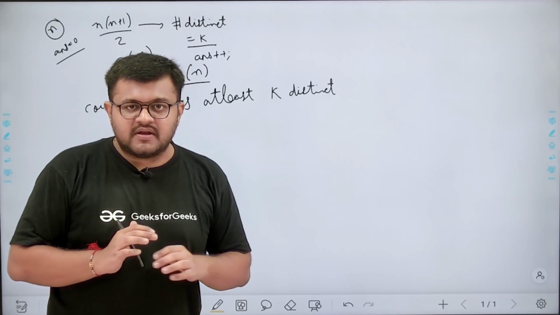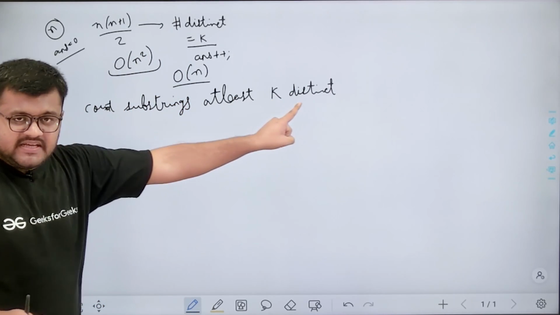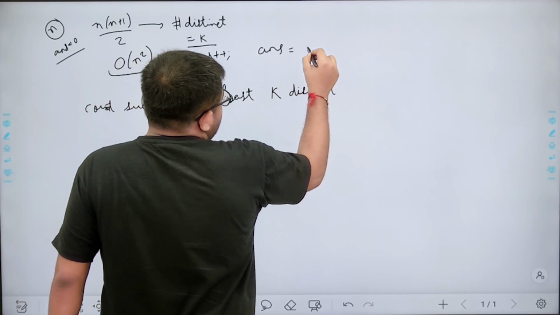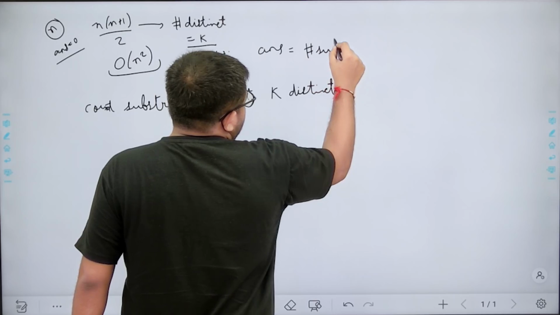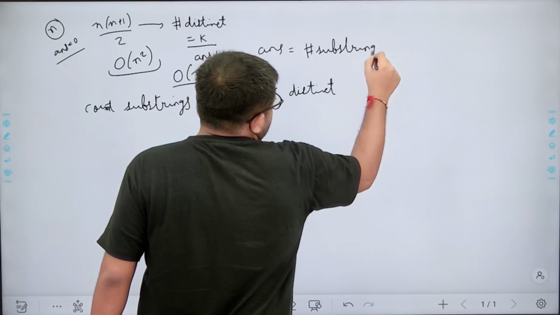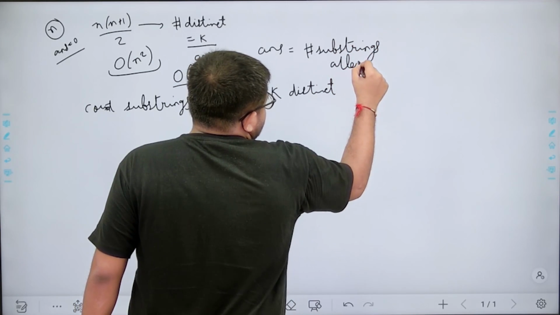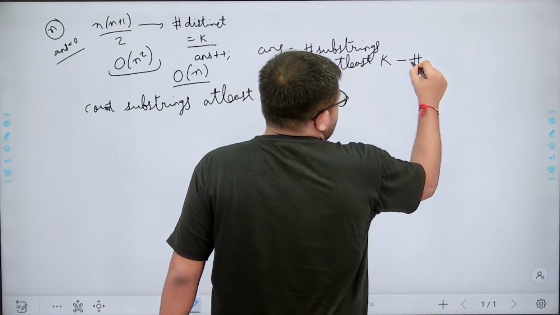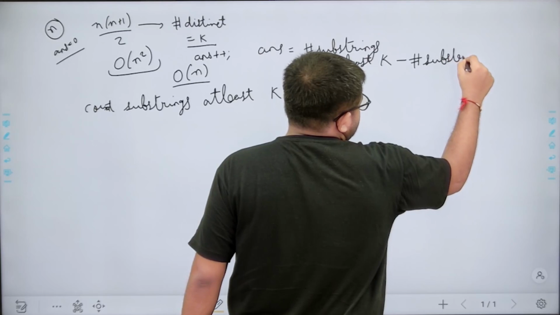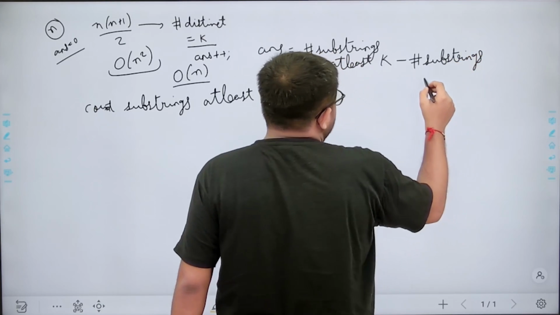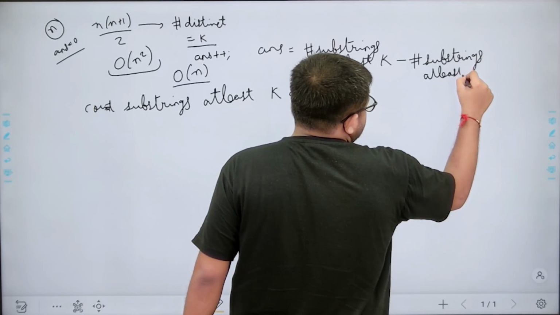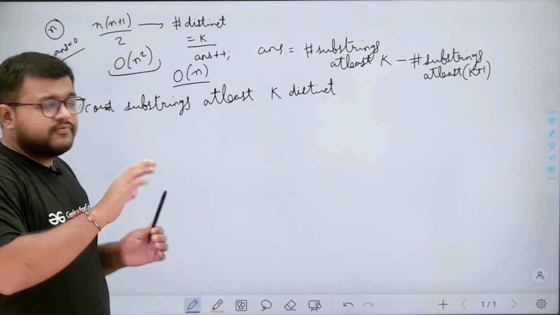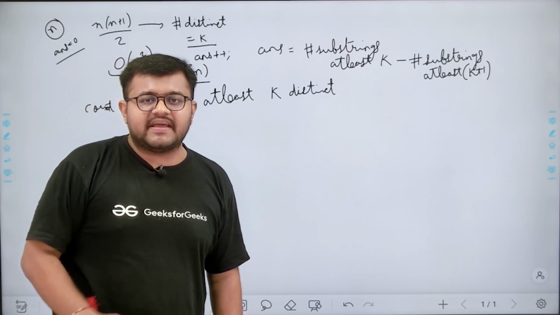How? We will look at here. Okay, but if this is an easy task, then what can we do? Our answer would be the number of substrings with at least k distinct characters minus the count of substrings with at least k plus 1 distinct characters. Did you get this point? I want to find the number of substrings with exactly k distinct characters.